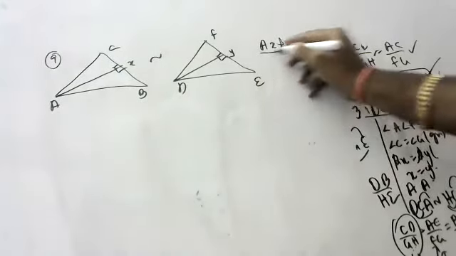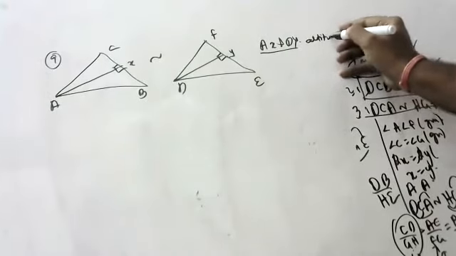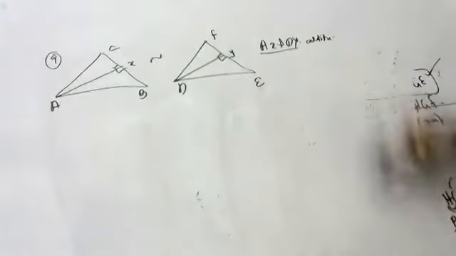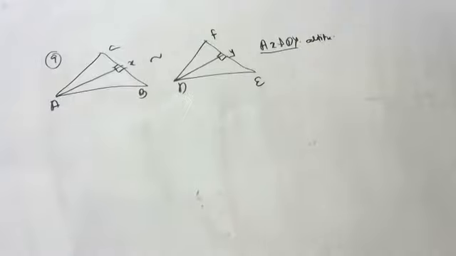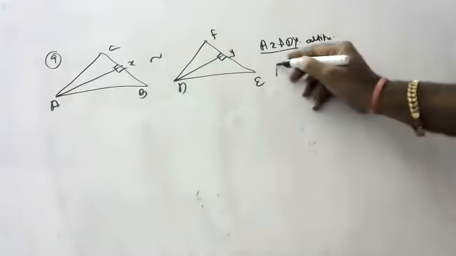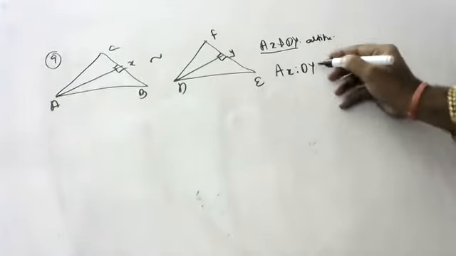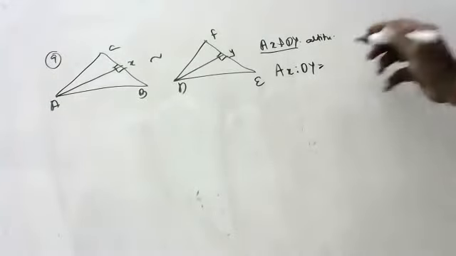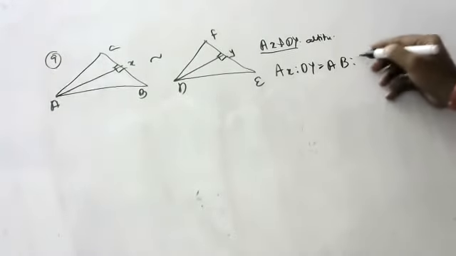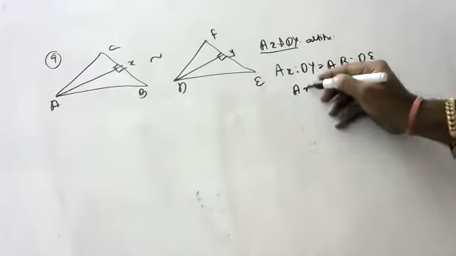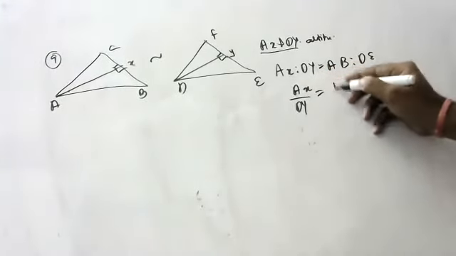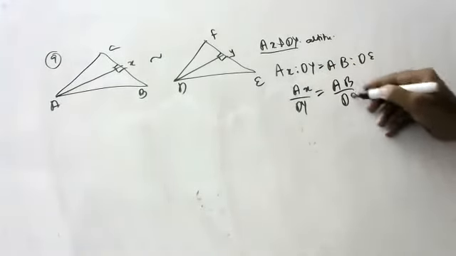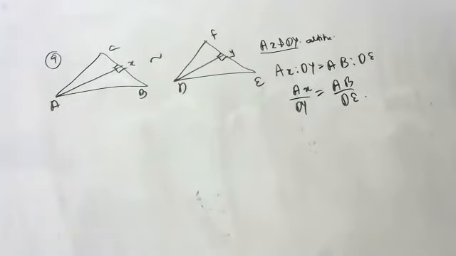Okay, these are altitudes. Altitude means what, children? They will be 90 degrees. Altitude means height, perpendicular. Okay, we have to prove that AX is to DY is equal to AB is to DE. Means indirectly it is asking us to prove that AX by DY is equal to AB by DE. That's all. Very, very easy.